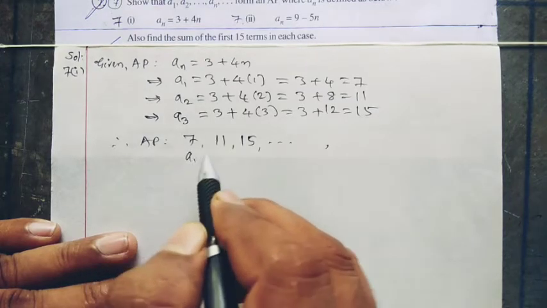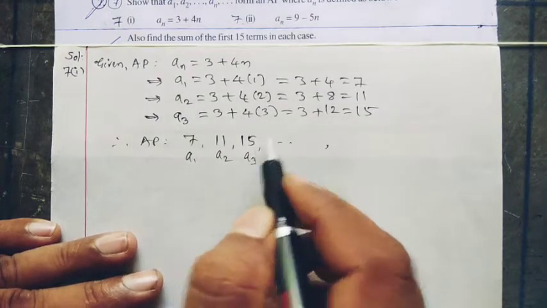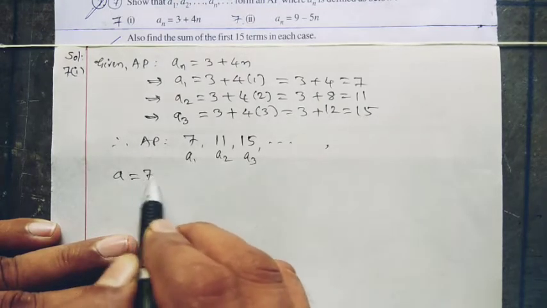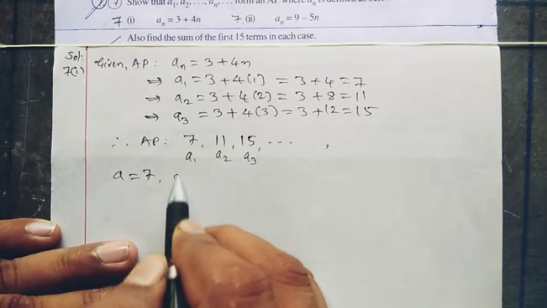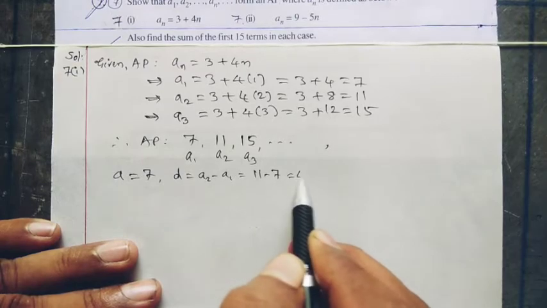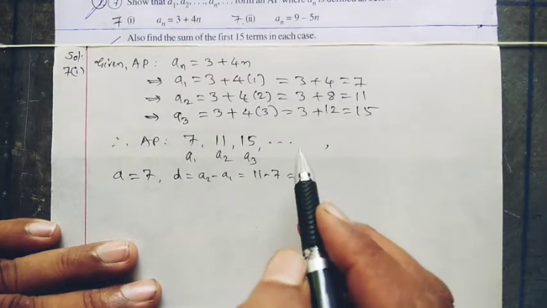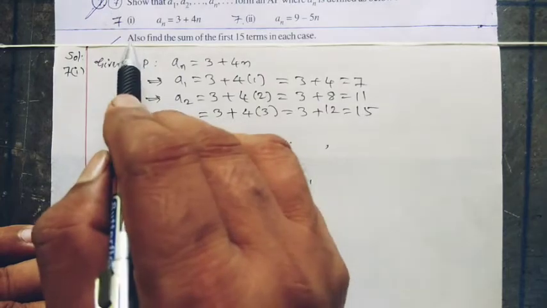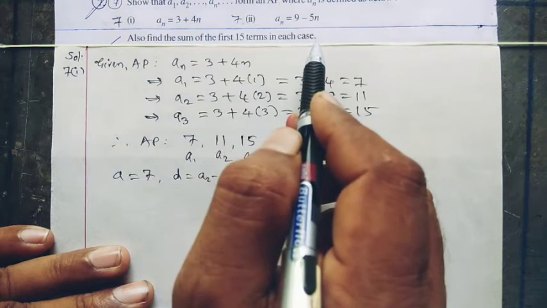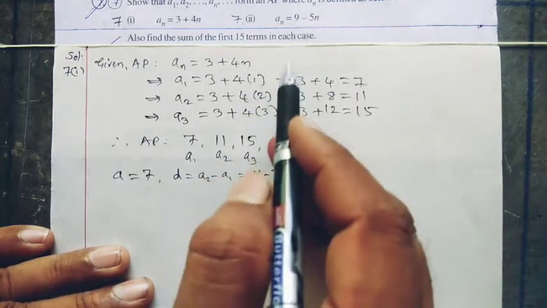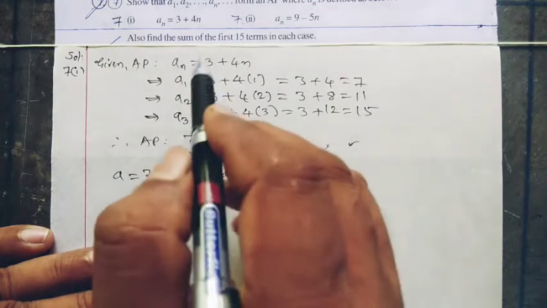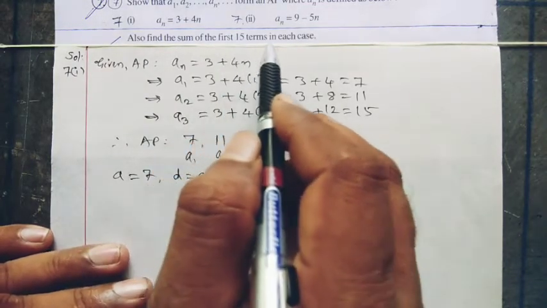Here a1, a2, a3. a is equal to 7. d is equal to a2 minus a1 is equal to 11 minus 7 is equal to 4. So we can find, as asked here, we have formed the AP and also find the sum of the first 15 terms in each case.